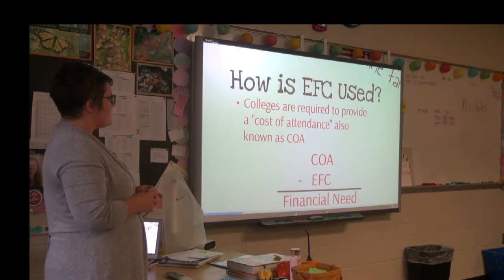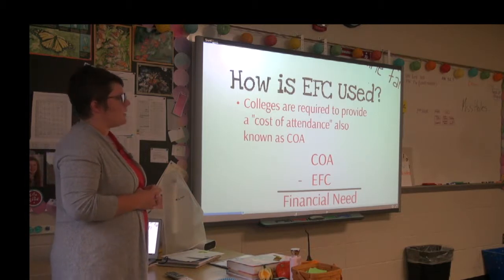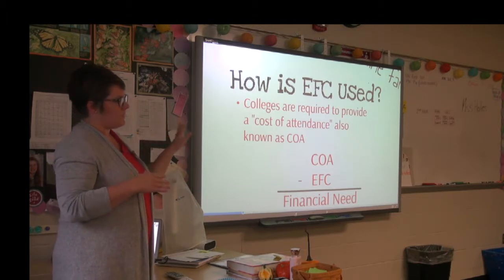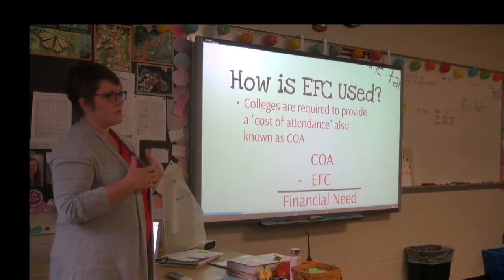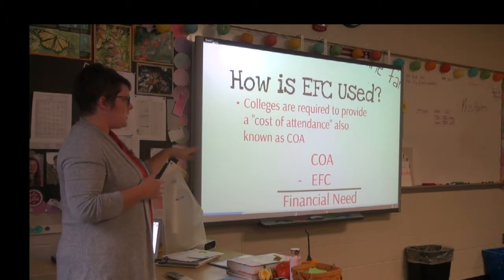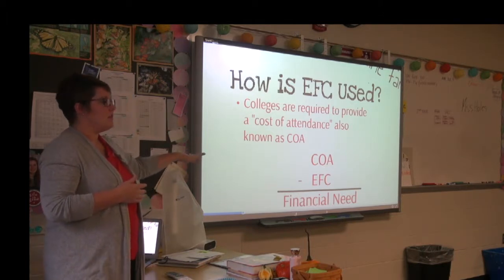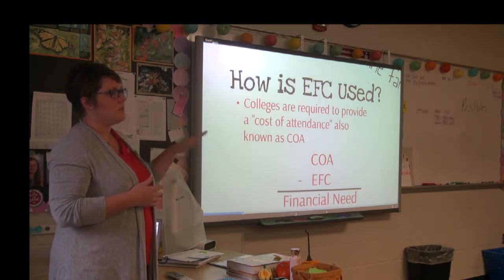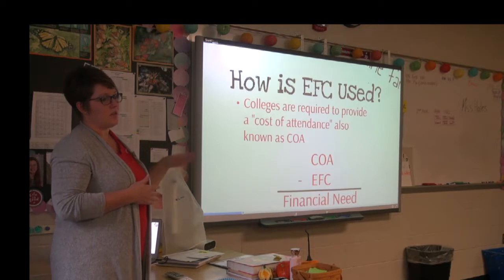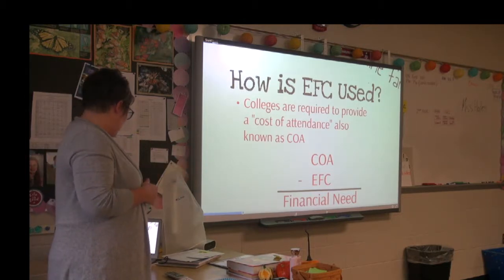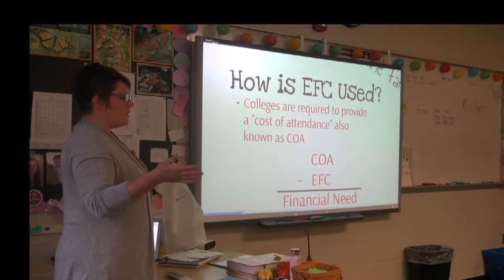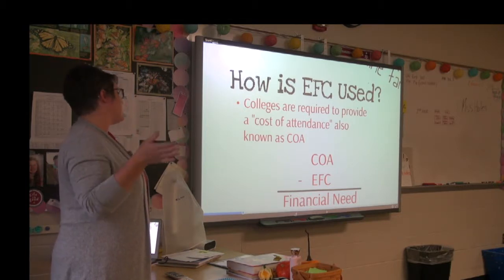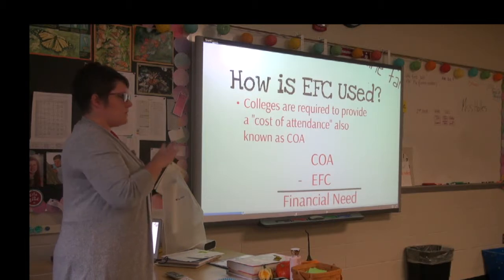So once the EFC gets to the college, we have a cost of attendance. And the cost of attendance includes, the next slide will show you, more than just tuition and fees. But the cost of attendance minus a student's EFC is what equals their financial need. And that's where schools start to fill with financial aid, is they're trying to fill that financial need first. You could get aid up to the cost of attendance, more than just the financial need, but that is where they start.